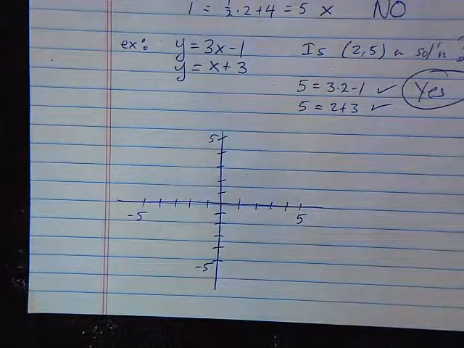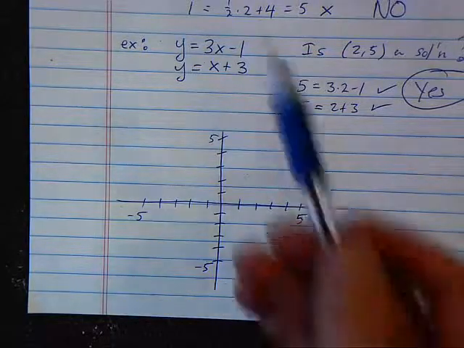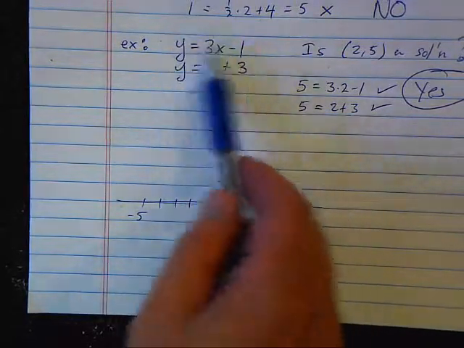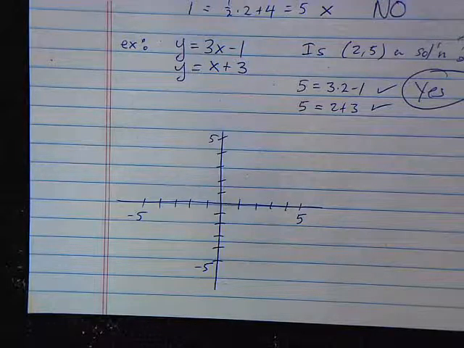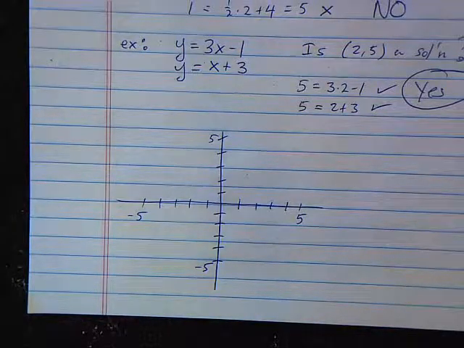How would you graph y equals 3x minus 1? The first one, y equals 3x minus 1. What would you do to draw the graph of that line? The slope is 3, which is rise over run. That's true, but I need a starting point before I can use my slope. The y-intercept is 0, negative 1.